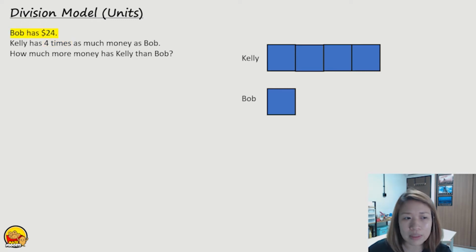Okay, now let's look at the other clues. They tell us that Bob has $24. So Bob has $24, so let me indicate that 24 into the model where Bob is, right? Next, if 1 unit for Bob is $24, you notice that we started drawing all equal units, right? We said Kelly is 4 units and Bob is 1 unit. So if Bob is 24, which means the rest of the units will be 24 as well, because they are all equal units.